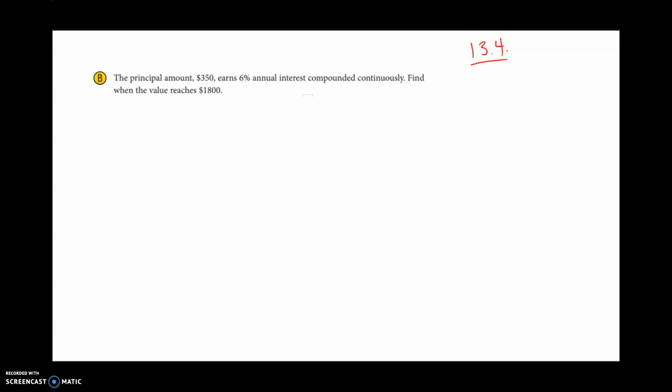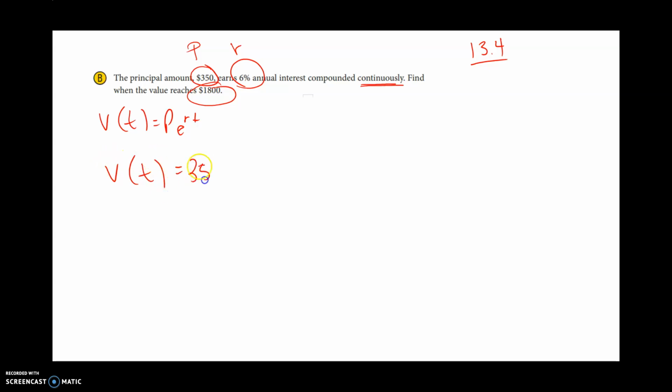So this problem says the principal amount, P, earns this interest, R, compounded continuously. Find when the value reaches 1800. So the compound continuously equation is what I call the PERT equation. So the first thing we're going to graph is the exponential growth equation for this. So the value at any time t will be $350 e to the 0.06 t. This is what's going to go in y1. Y2 is when will that reach 1800?